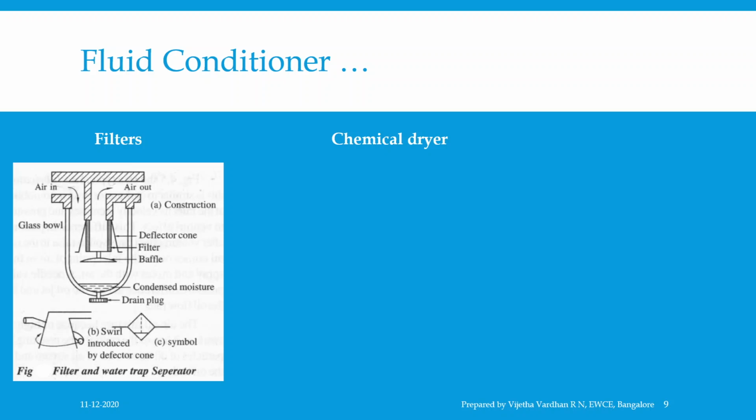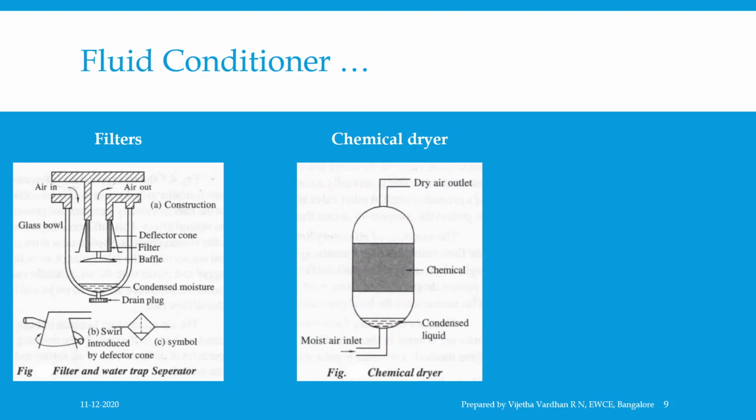Then coming to dryers, which include the chemical dryer. During compression, humidity and dew point of air increase. To bring the level of humidity and dew point to a reasonable level, the excess moisture is to be removed. In a bulk air system, the air is passed through a simple cooler which aids in condensing the moisture, and it is drained off. The figure shows the typical water trap separator with its graphical symbol.